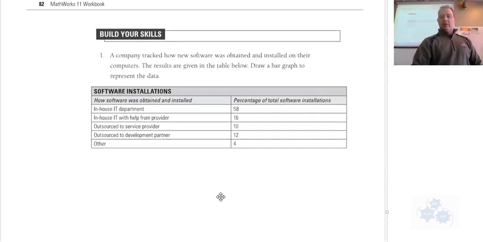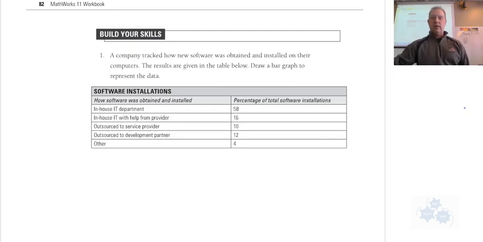Okay, so build your skills. Let's do a question together. A company tracked how new software was obtained and installed on their computers. The results are given in the table below. Draw a bar graph to represent the data. Okay, so I'll help you with this. So we have software installations. These are different ways the software was obtained and installed, and this is the percentage of total software installations.